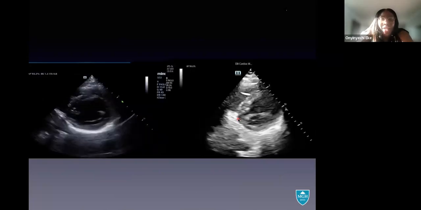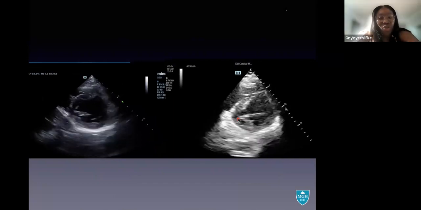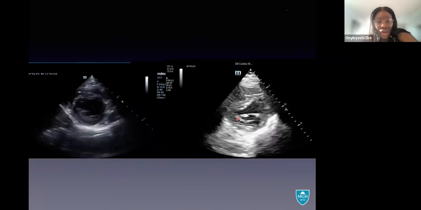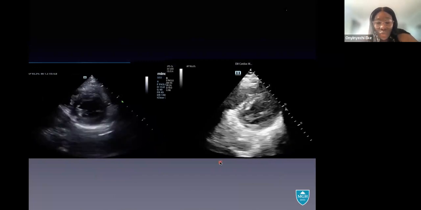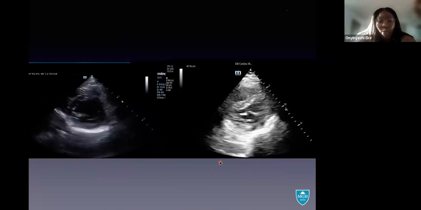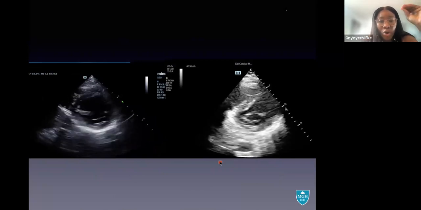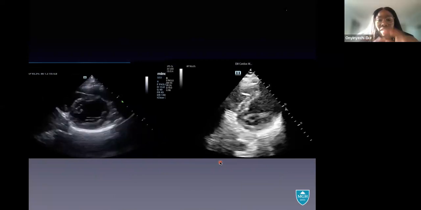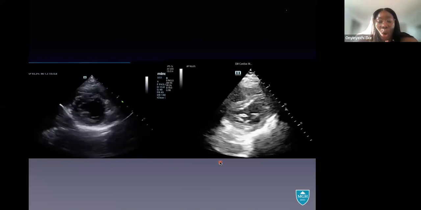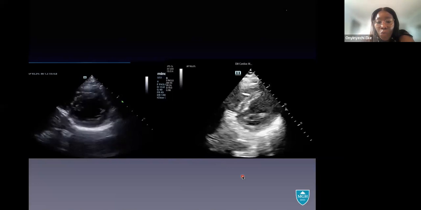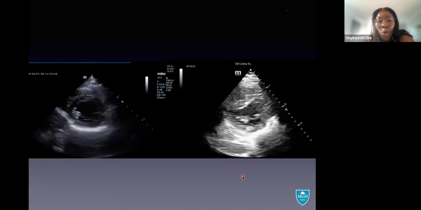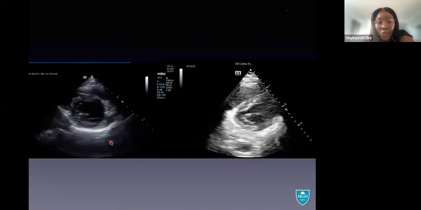Now this is our parasternal short axis view. And if you're concerned for right heart strain, as I said, one view is no view. So if you see something on one view, confirm it on a second view, and let that be your practice always. So if I see right heart strain on that apical 4 chamber view, my next job is to go to a parasternal long axis view.